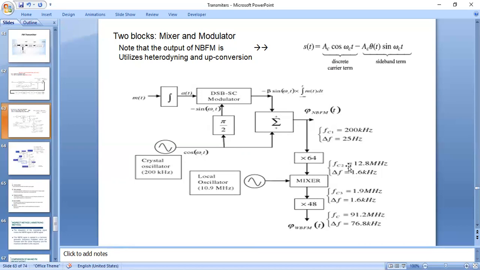By using a mixer we can convert this frequency into a down frequency or up frequency. So it will be converted to the down frequency, and after that we have to use a frequency multiplier. So finally you will get the wideband FM signal at the output. So this is the Armstrong method to generate the wideband FM from the narrowband FM.